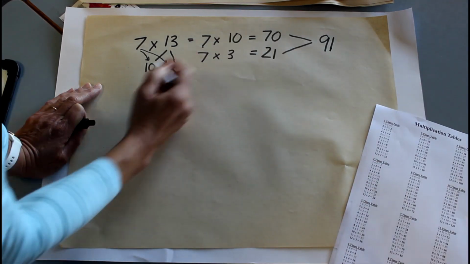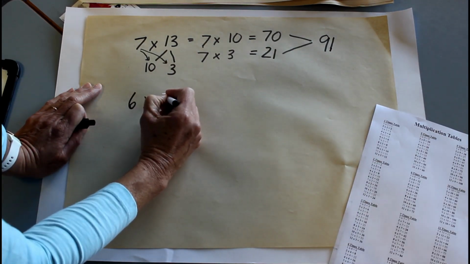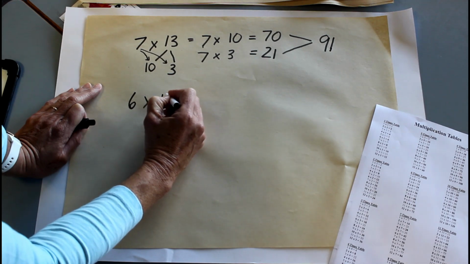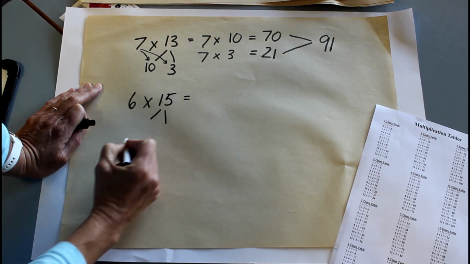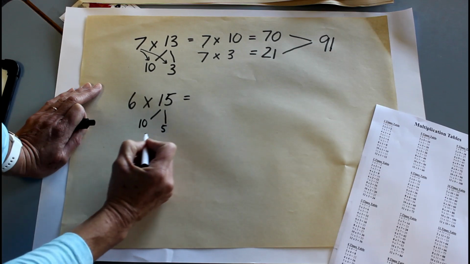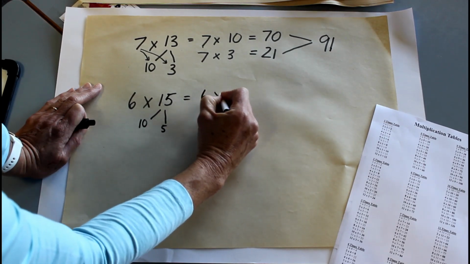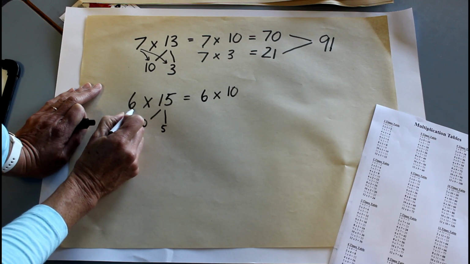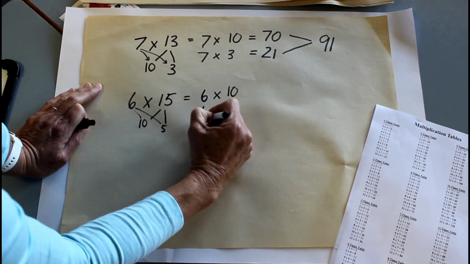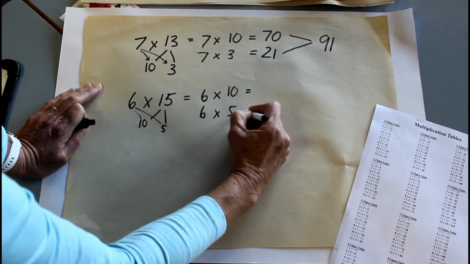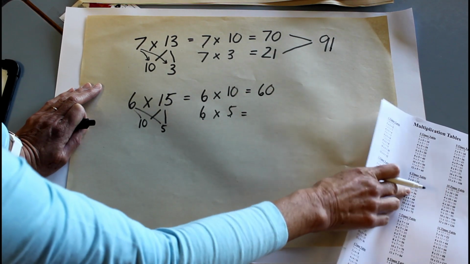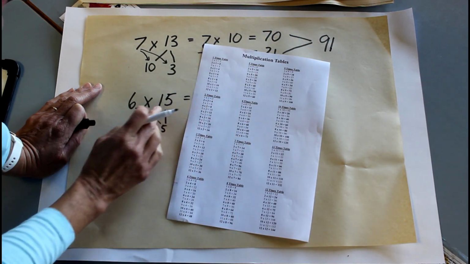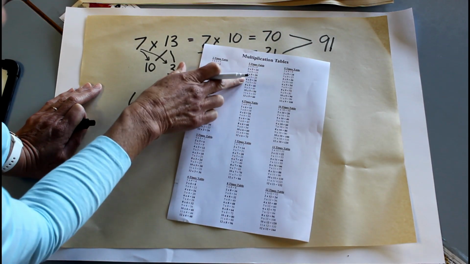Let's do another one. Let's do 6 times 15. So let's do this. I'm going to break up my 15 into a 10 and a 5. I'm going to write that down again. 6 times 10. So I've done the 6 times 10. Now I'm going to do 6 times 5. Let's do the equal sign. 6 times 10 is 60. 6 times 5, if I don't know what 6 times 5 is, I can do either the 6 times tables or I can do the 5 times tables.